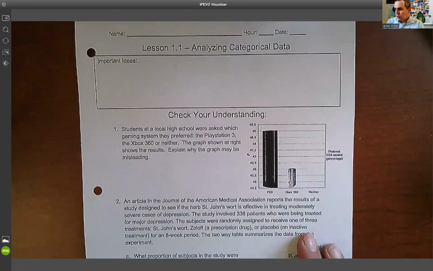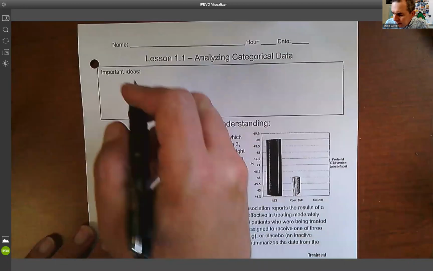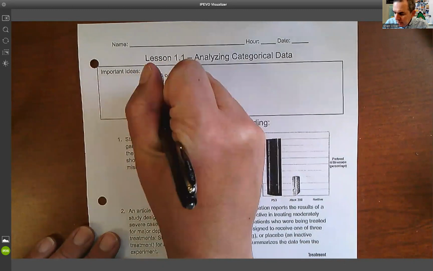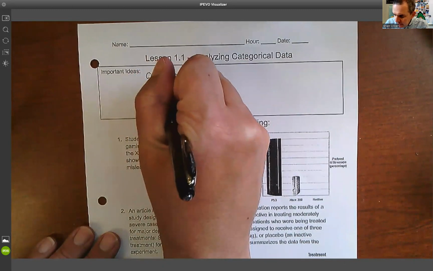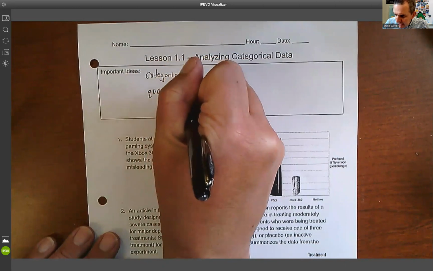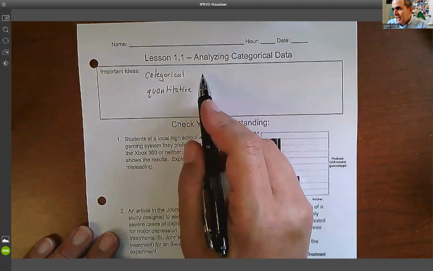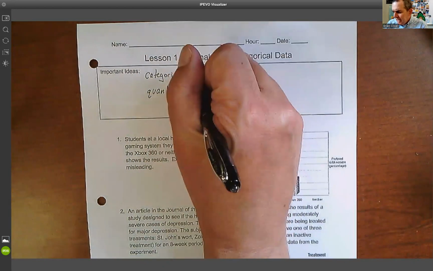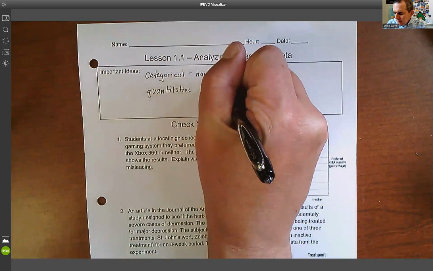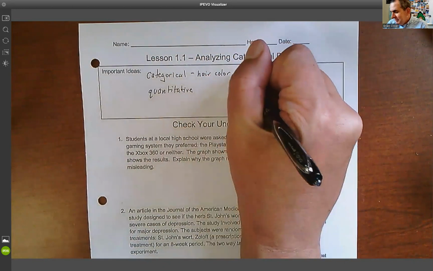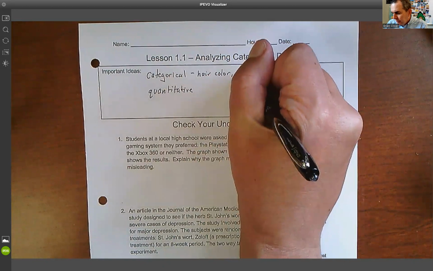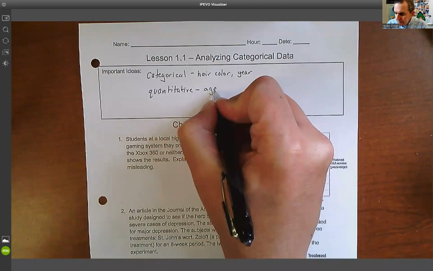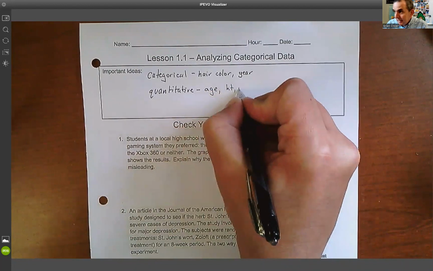We talked about categorical data, and just so we can remind ourselves, categorical data is one of the types of data we're going to deal with. The other type is quantitative. Quantitative data has a lot of numbers. Categorical is categories, like your hair color, or your year at school, like senior, junior. Quantitative are numbers, like your age, your height, your weight, that kind of stuff.